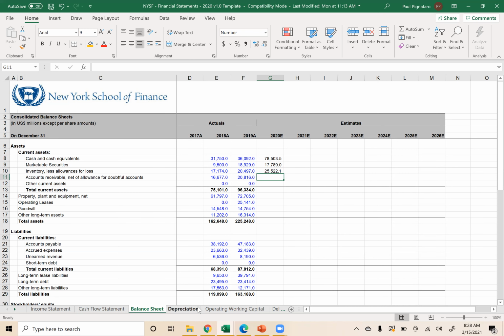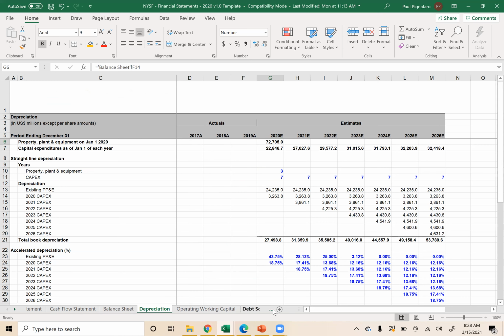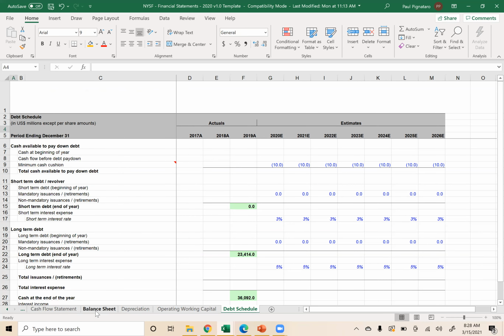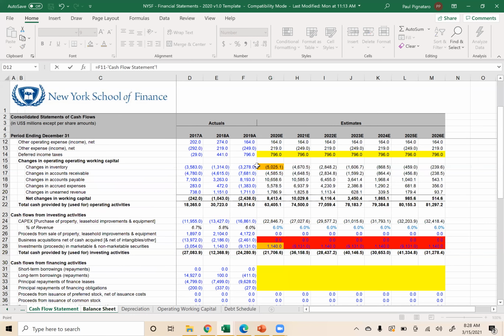Let's continue. Accounts receivable. Ooh, oops. Accounts receivable. How'd that happen? Equal to the year before minus accounts receivable. Change in accounts receivable.